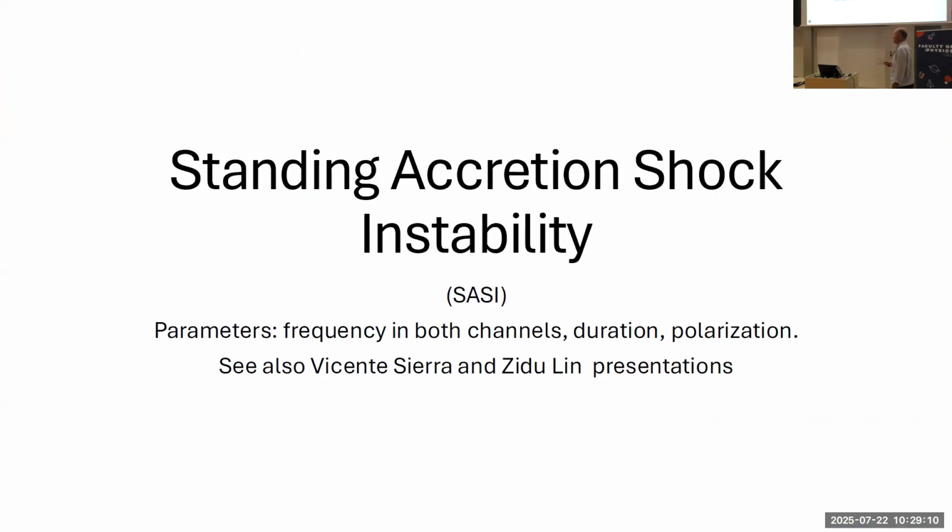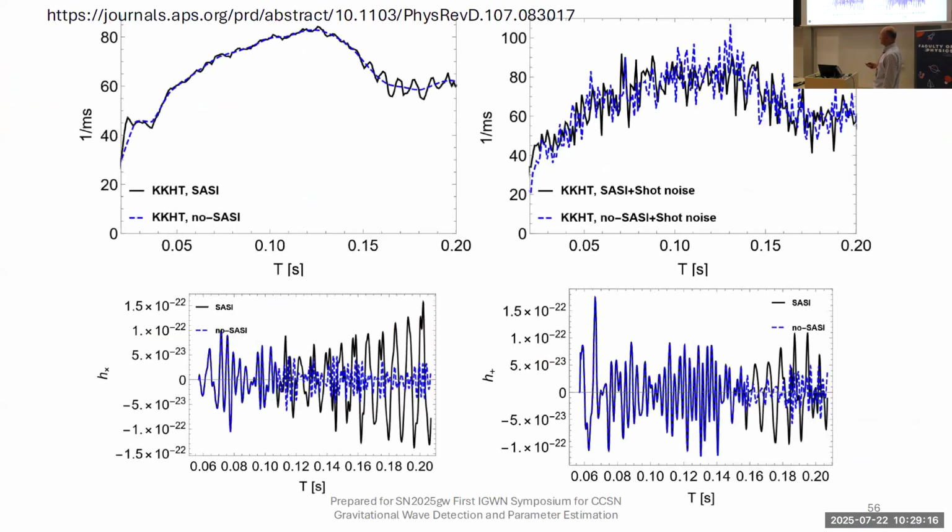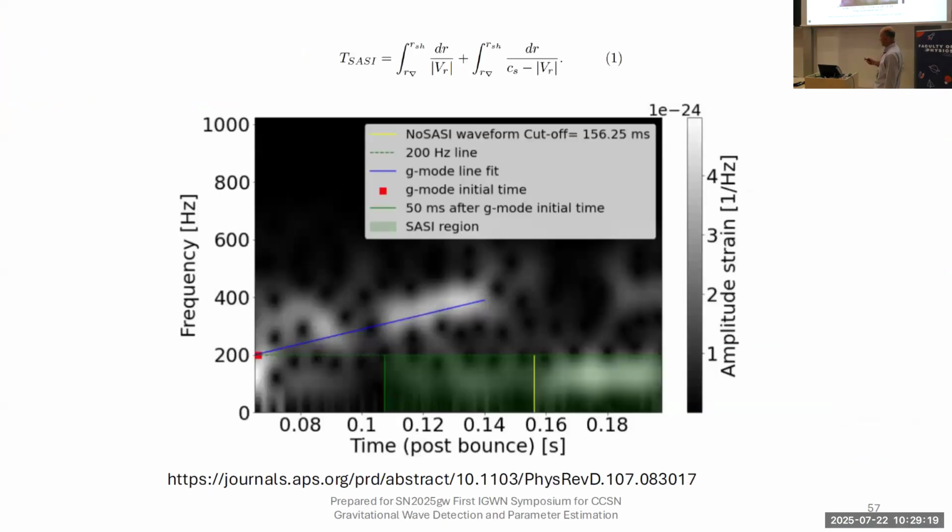So for the SASE, as we talked about, and there will be two presentations about it, there is the frequency, the duration, and the polarization. One of the things that we currently have in the algorithms, and that I would be interested to hear the opinion of different theorists about, is the way we do the detection of the SASE: first you identify the position of the G mode, and then you take a region that we call the SASE region, about 50 milliseconds starting and below 200 hertz.